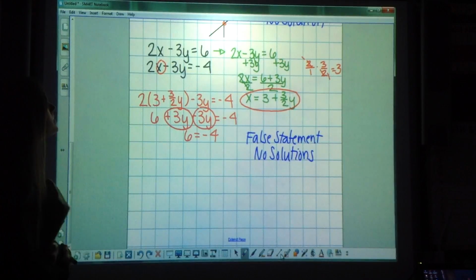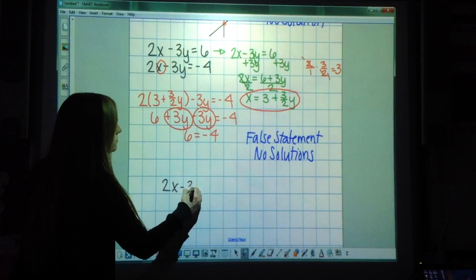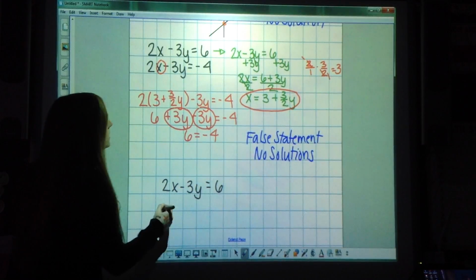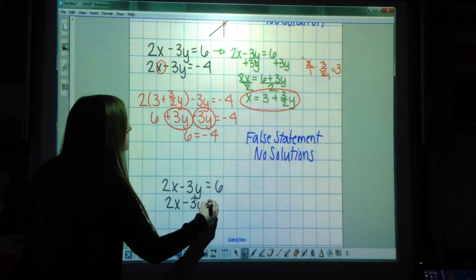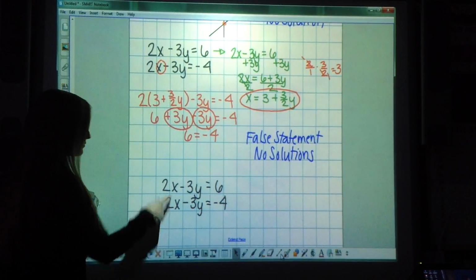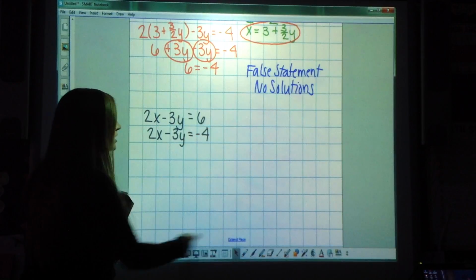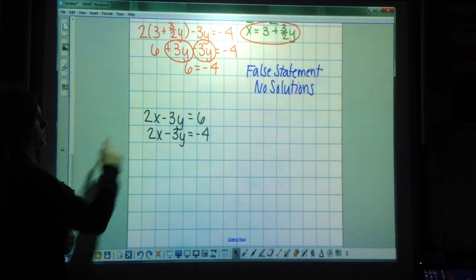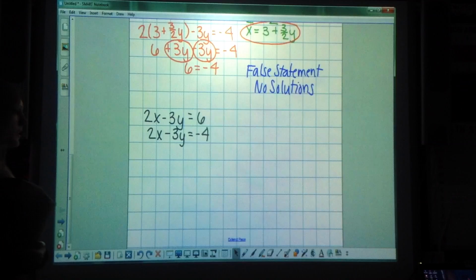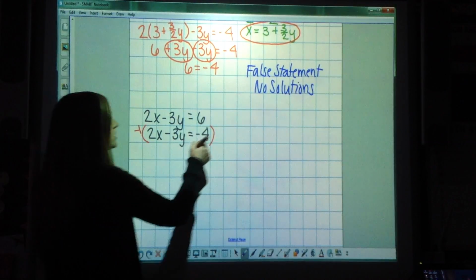One more time with this method. This time I'm going to use elimination. 2x minus 3y equals 6. And 2x minus 3y equals a negative 4. Okay. In elimination, we need to have one set of opposite coefficients. So I'm going to work with 2 and 2. I need to make 1 negative. I'm just going to make the second one negative.